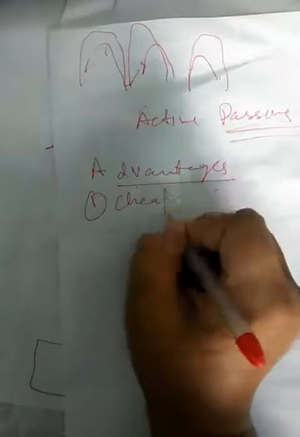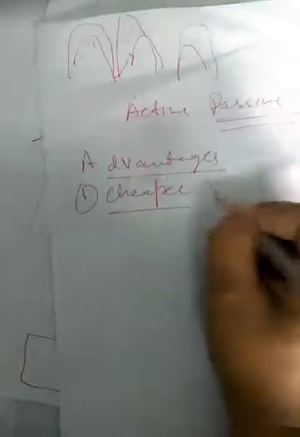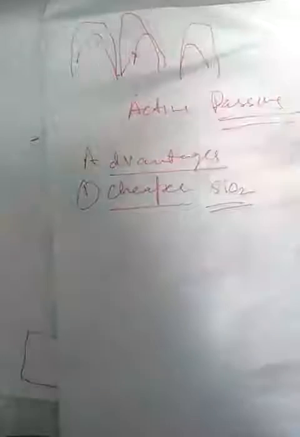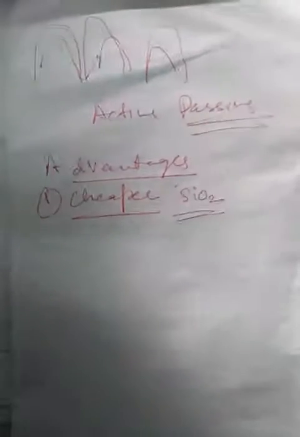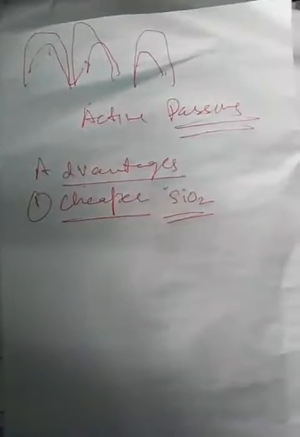First of all, it is cheaper. Why is it cheaper? Because it is made up of silicates. Silicates are available in great abundance, so due to that, it can be easily available and can be fabricated at a lower rate. That's why they are cheap.